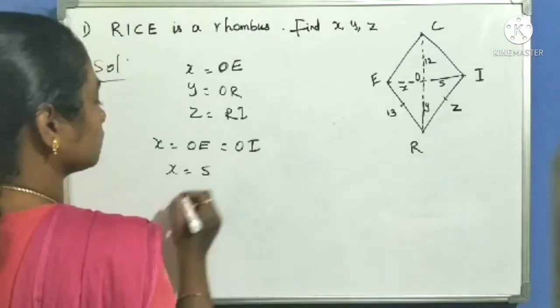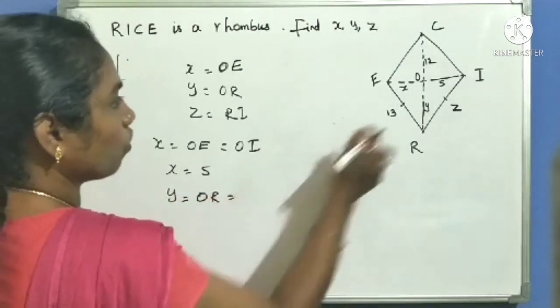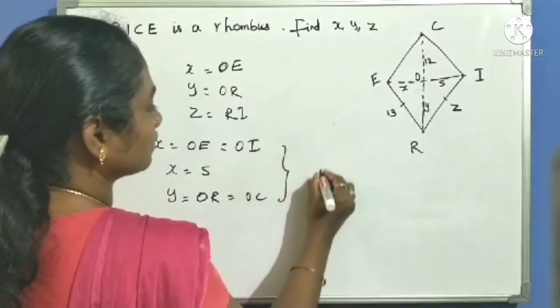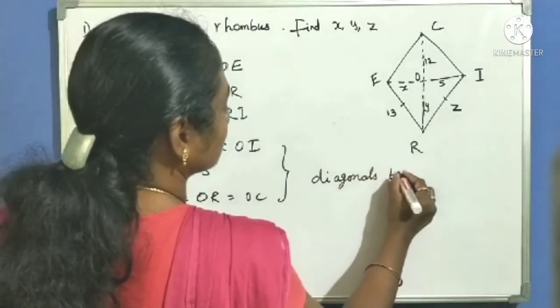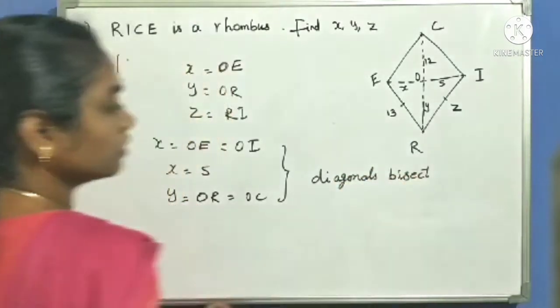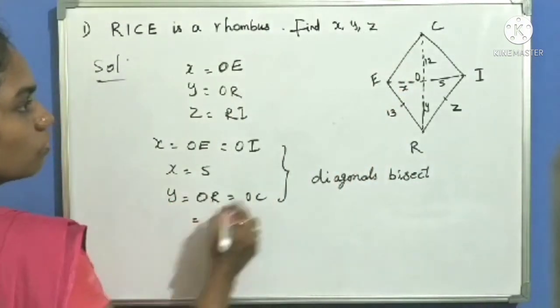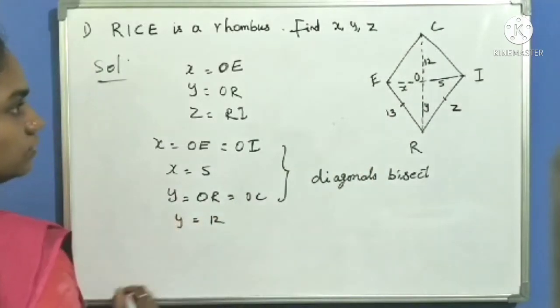Next, Y equals OR. OR equals OC, same property: diagonals bisect each other. So OR equals OC. OR is Y and OC is 12. So Y equals 12.